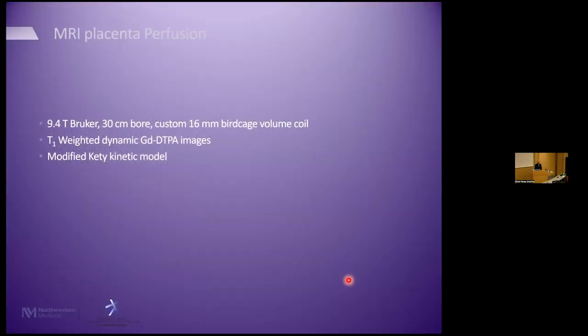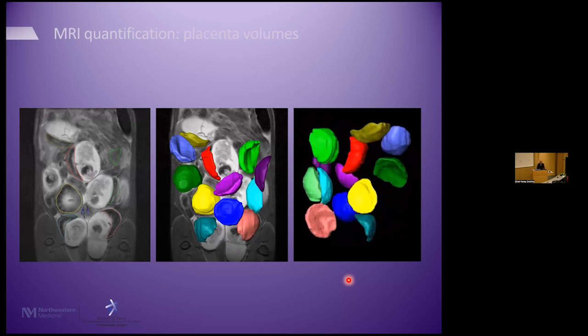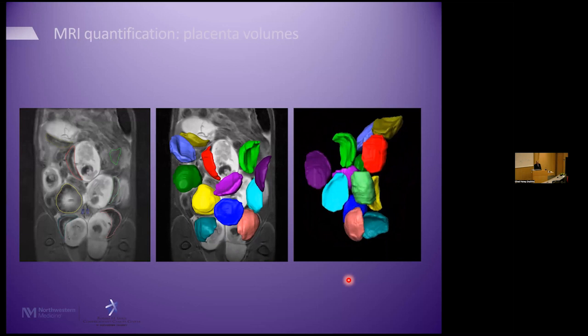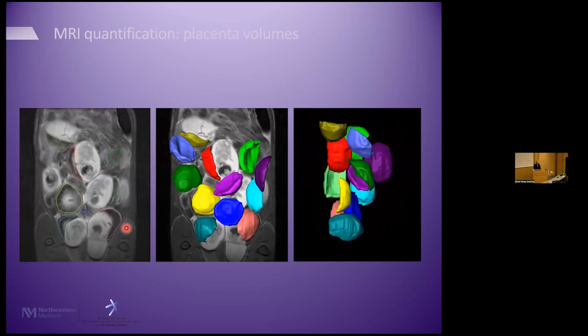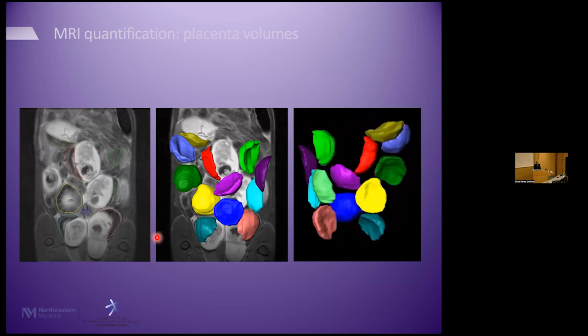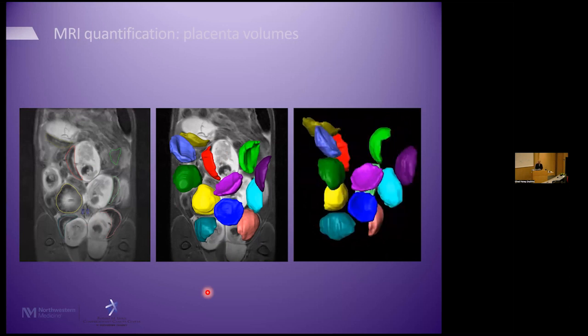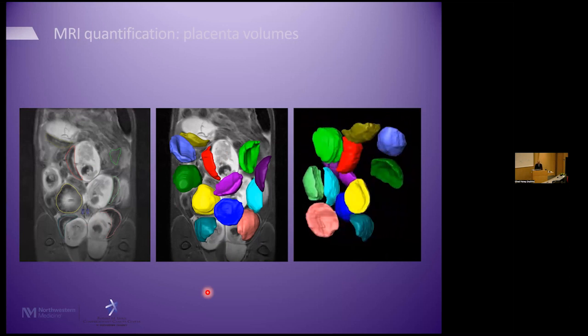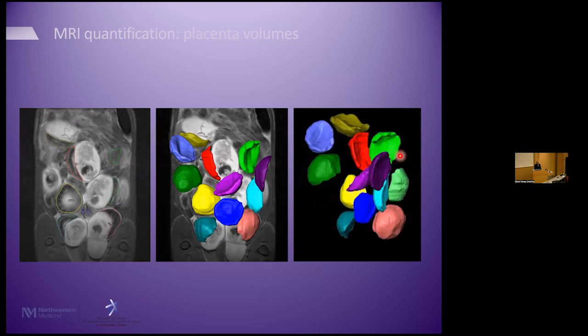So this was done in Evanston on our 9.4T Bruker with a gadolinium-based contrast agent. So this is a rat model of preeclampsia. You can see these are the placenta, and the fetus is here. And then we segmented and color-coded the placentas. That's what we were interested in. So the first thing we looked at is volume, and that's why we needed to segment them. You can see them rendered in 3D.